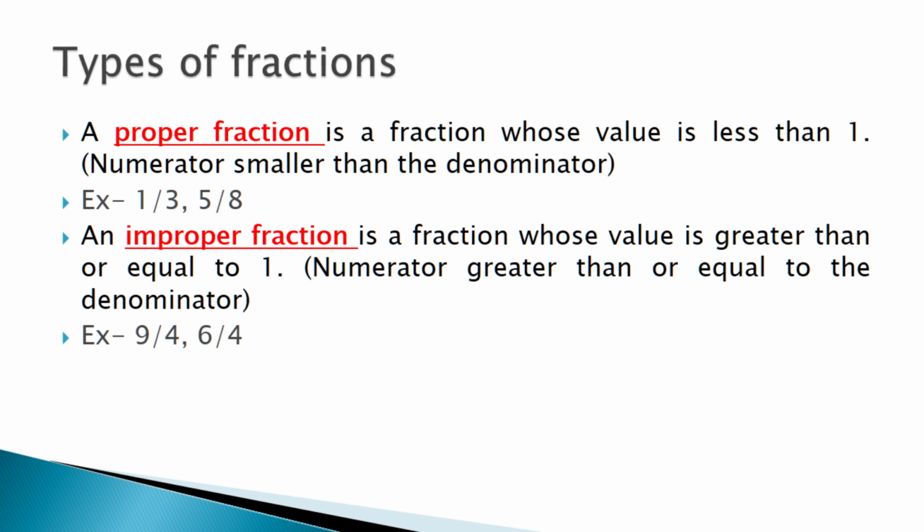The next type of fraction is improper fractions. In improper fractions, the value of the numerator is greater than or equal to the value of the denominator. For example, 9 over 4, 6 over 4, 6 over 5, and you can write many more fractions as examples for improper fractions. Now you might be wondering, what is this numerator and denominator?